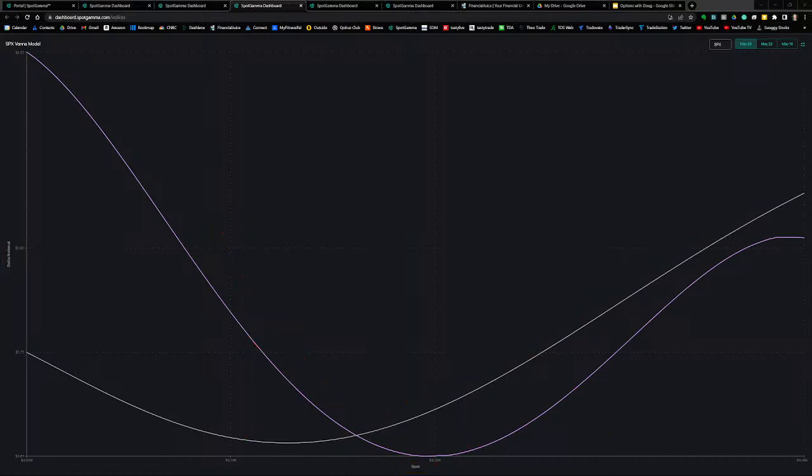So let's take a look and see where SPX is trading now. So remember, the last time we looked, SPX was below the volatility trigger at 4170, and also SPY was below the volatility trigger at 418. So right now SPX is trading around 4162.